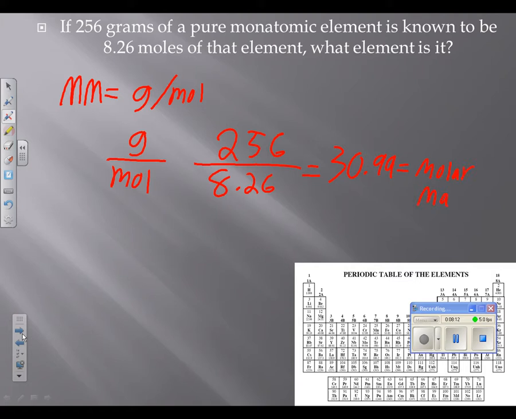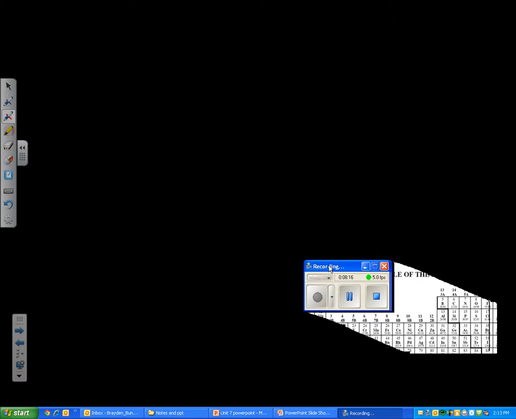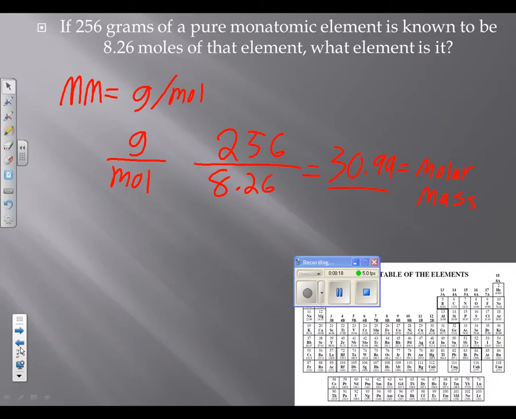So if you look on the periodic table and you look for 30.99, right there, that's going to be phosphorus, is that element. So it took a little bit of logic and making sure you knew the units for molar mass, and that was all that one really was.